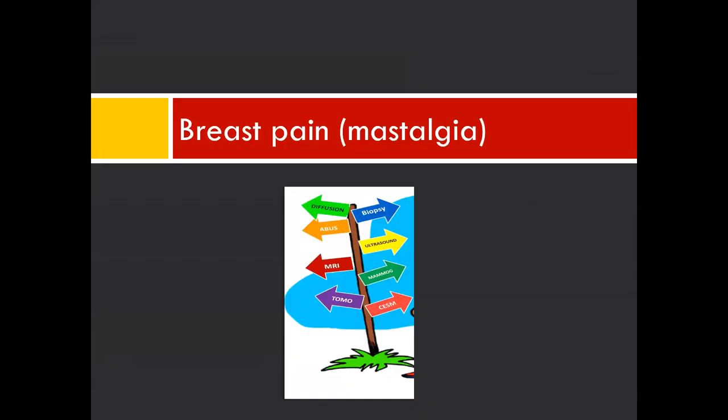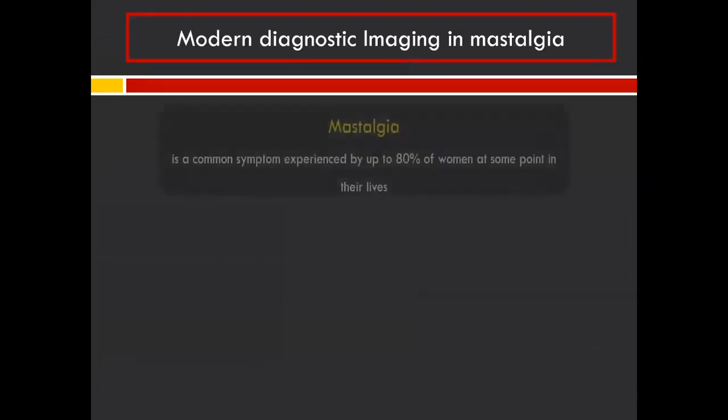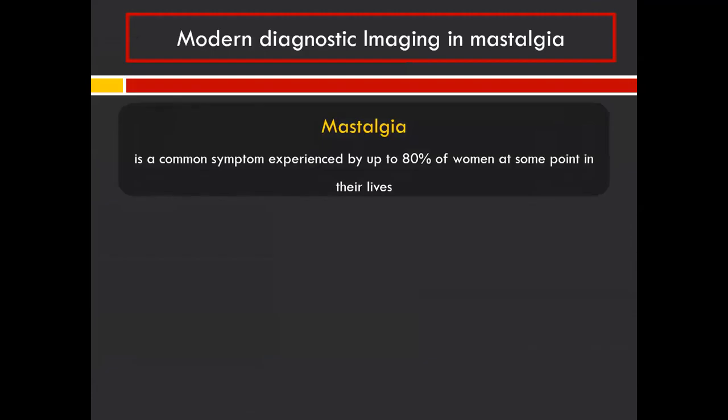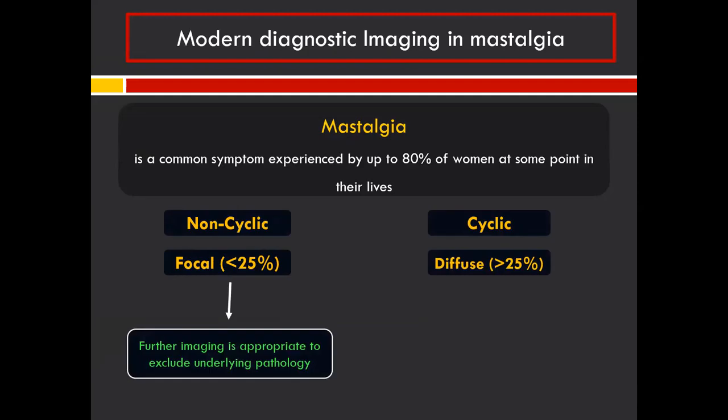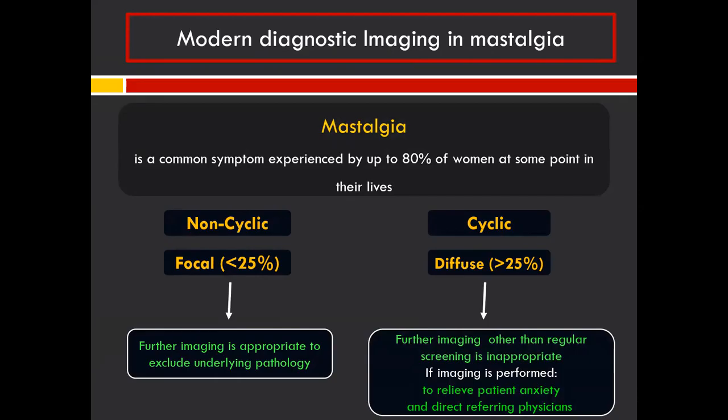Now we move to the second station, which is breast pain, or what we call mastalgia. Mastalgia is a common symptom experienced by up to 80% of women at some point in their lives. Mastalgia might be non-cyclic or cyclic. It might be focal, involving less than 25% of the breast, or diffuse. For the non-cyclic focal mastalgia, further imaging is appropriate to exclude underlying serious pathology, while for the cyclic diffuse mastalgia, further imaging other than regular screening is inappropriate.